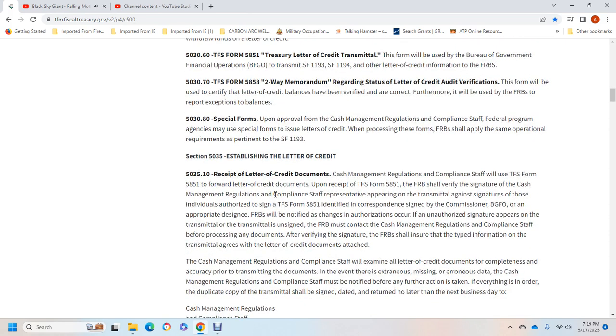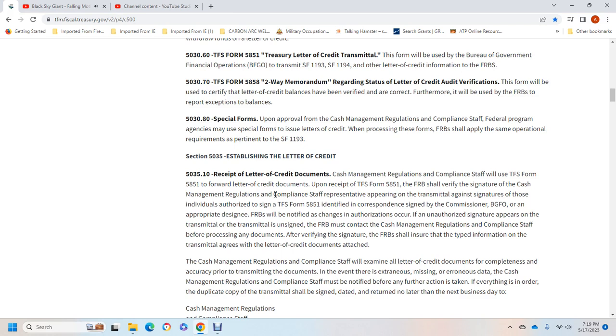503510, establishing a letter of credit, recipient of a letter of credit, cash management regulation compliance staff with the TS form 5851 forward letter of credit documents to the recipient of the form 5851. Federal Reserve Bank shall verify the signature of the cash management regulation compliance staff, the representative on the paying transmittal, against the signature of the individuals authorized to sign the form 5851, identified in correspondence signed by the Commissioner of the Bureau of Government Financial Operations or an appropriate designee. The Federal Reserve Bank will be notified of any change of the authorization by the office.